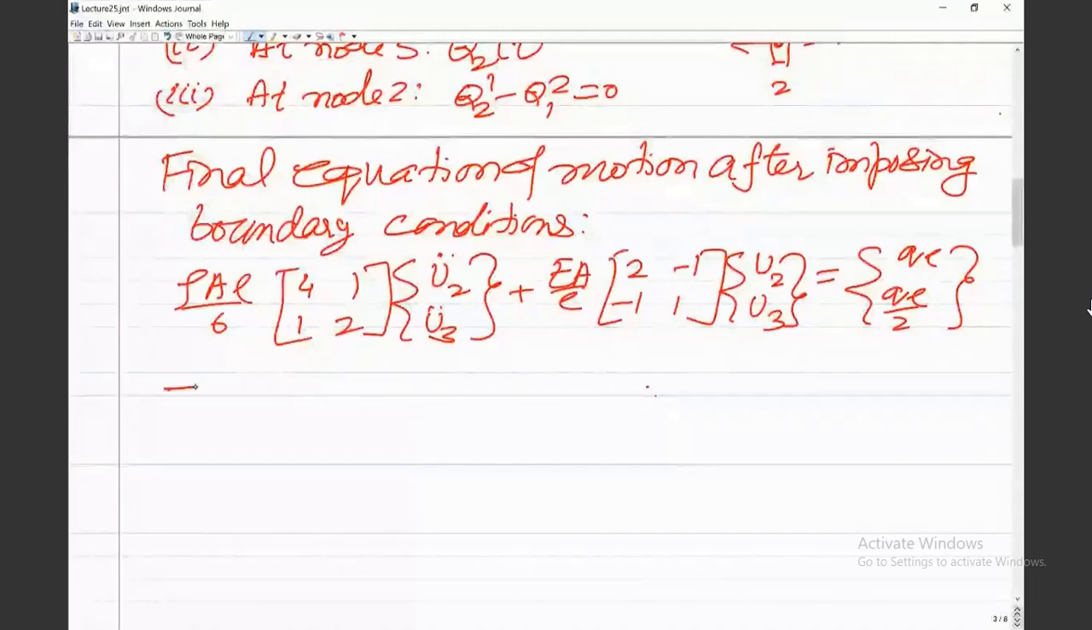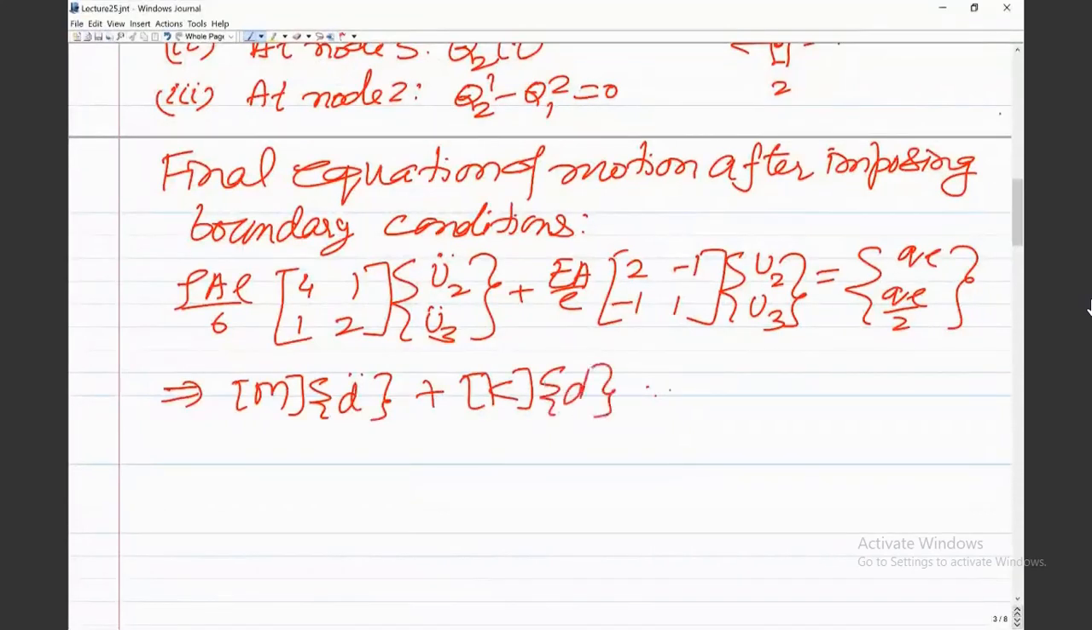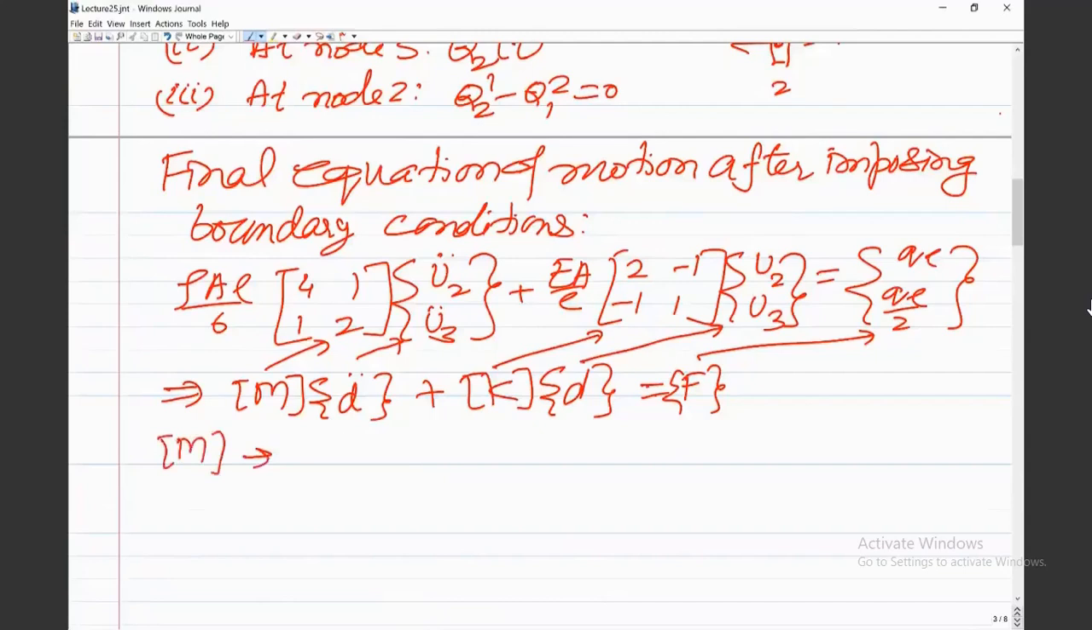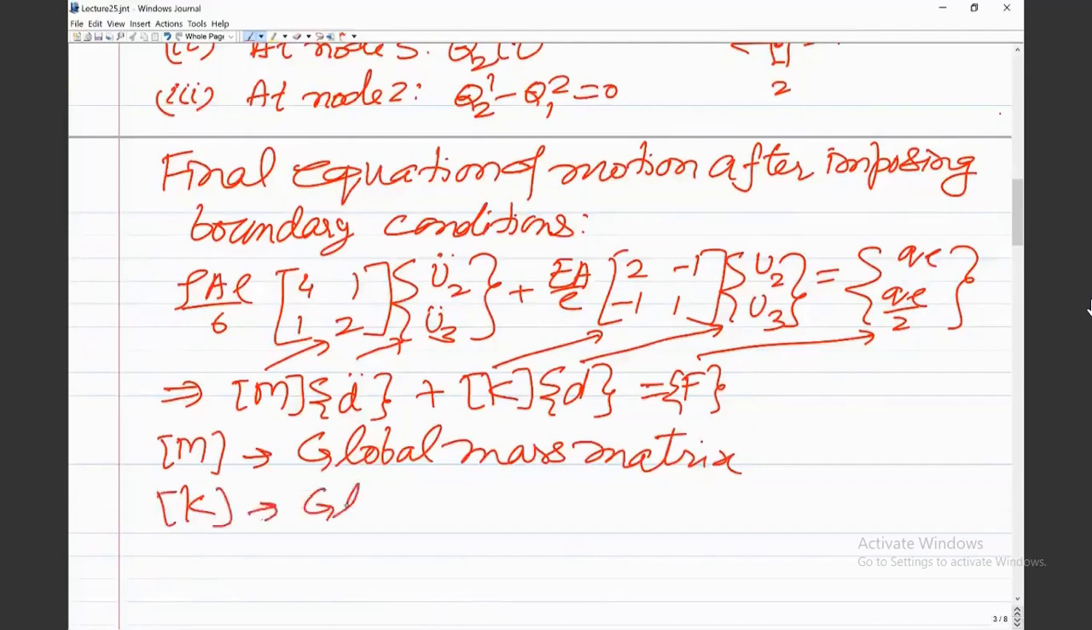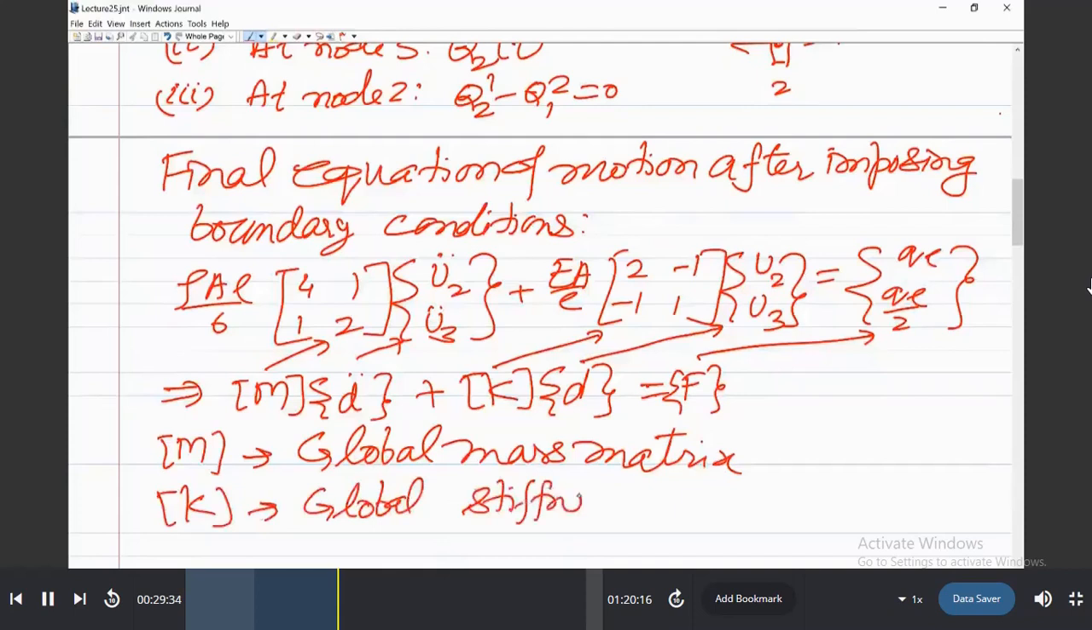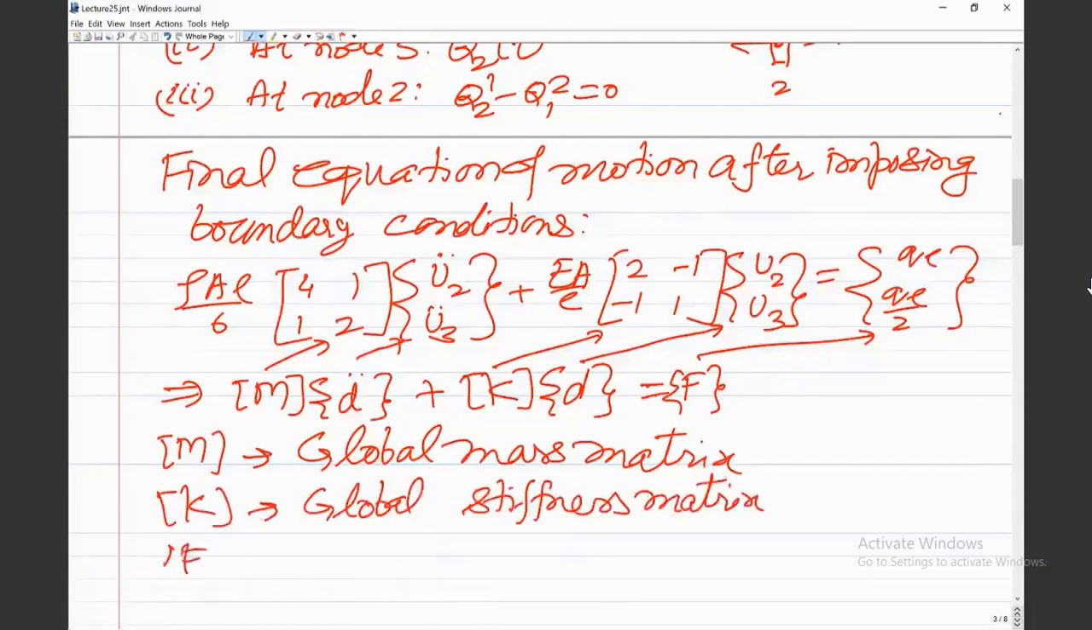Now symbolically we write this equation as the mass matrix M times D double dot plus stiffness matrix K times D is equal to F, where M in this case is this, K is this, F is this, D is this, and D double dot is the acceleration vector. Usually we call M the global mass matrix, K the global stiffness matrix, and F the global load vector.